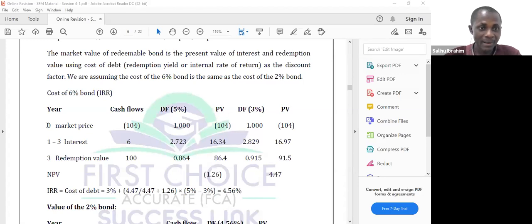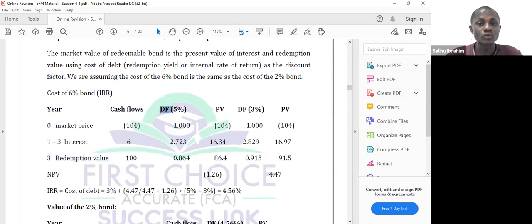So the market price of the bond is what? 104. When we are computing cost of bond, all this one, they are just rollover. I'm rolling it over. I'm not going to waste time on them. They are rollover from a bond valuation. So market price year 0, 104. Interest year 1 to 3, which is 6. It is going to be redeemed at par value of 100.